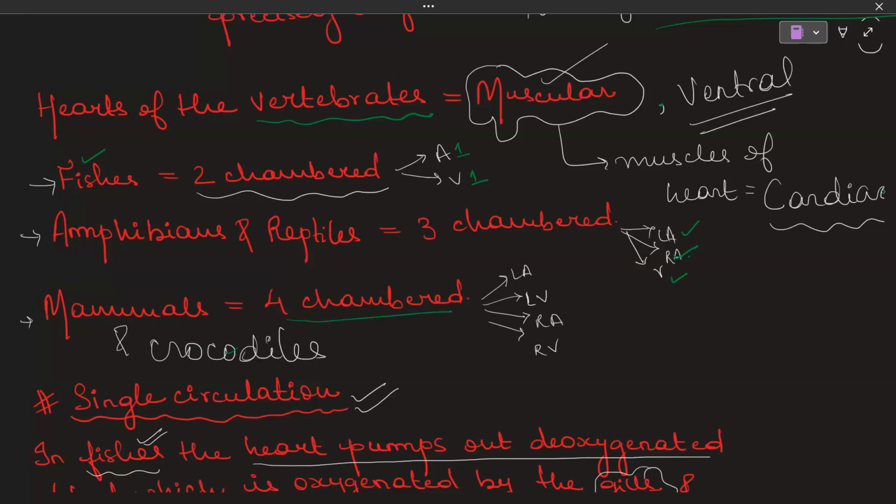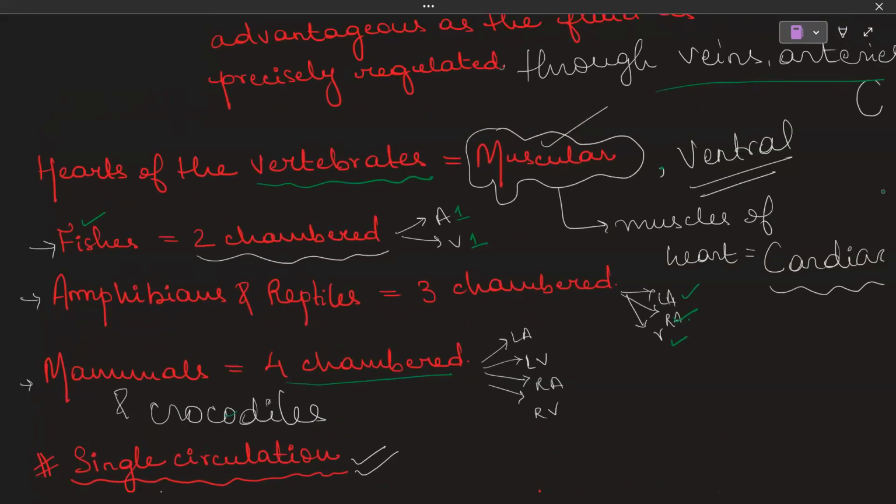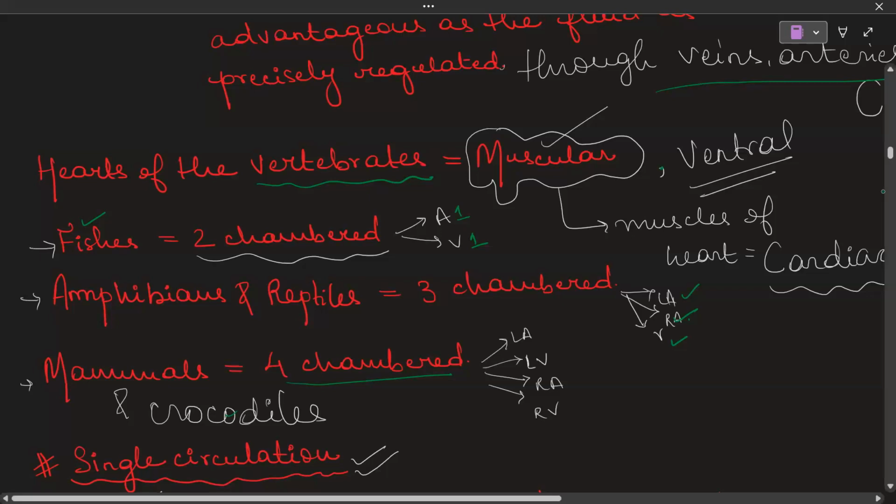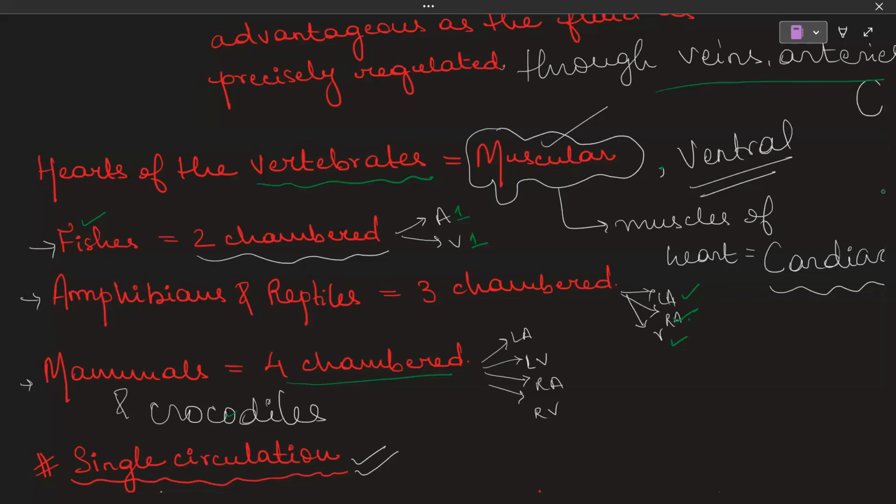Now, do you remember what type of circulation happened in amphibians and reptiles? The name of the circulation? Closed. No, no, no. Like double circulation is there in mammals. They don't have double. They do have double, but it's a different kind of double. Incomplete. Yes, incomplete double circulation. Very good. Now, why is it incomplete?